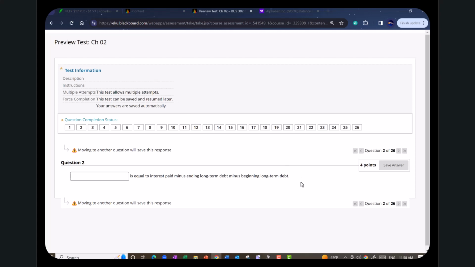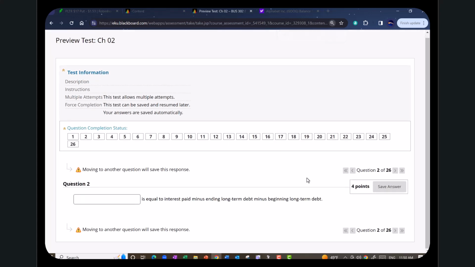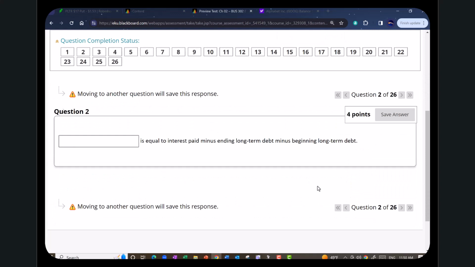Something is equal to interest paid minus ending long-term debt minus beginning long-term debt. What do you think that is? We actually just did talk about this. By the way, these sorts of questions, you have no excuse to miss them at home. Okay? You have no time limit on these. You can start it, not finish it, come back in the morning, continue where you are. It's not going to create a problem for your dating life.